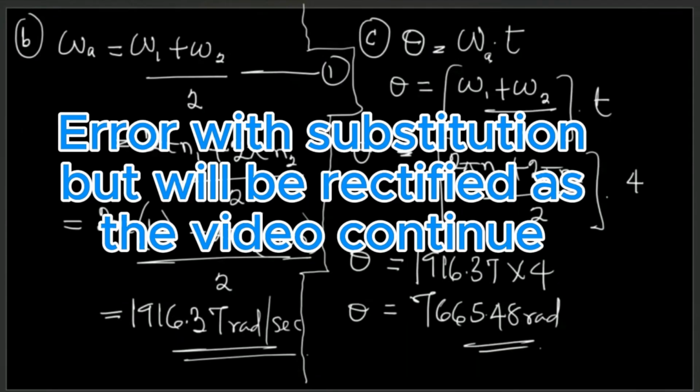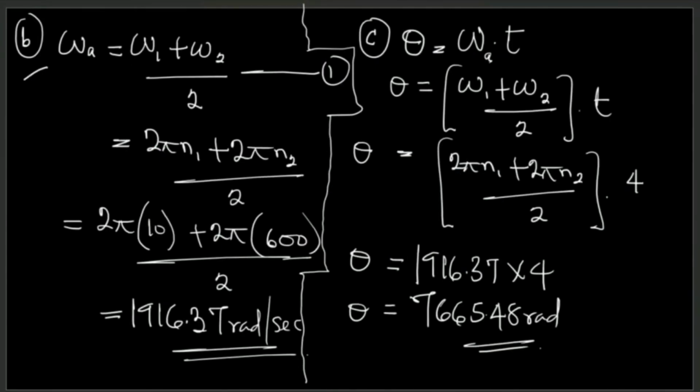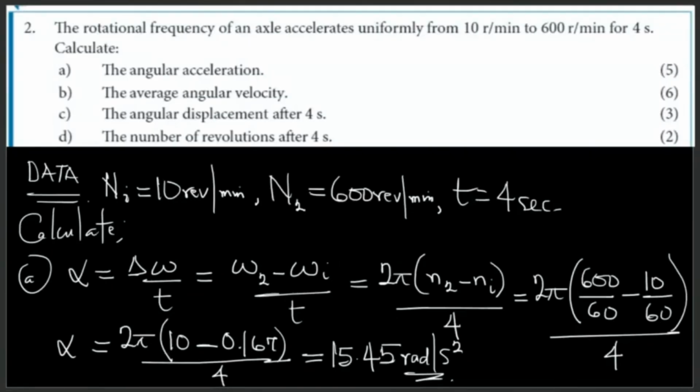I hope these things are correct. No, automatically it's going to be in radians. You're talking about this, right? Automatically it's going to be in radians per second. Wait. We converted here, right? To radians per second, divided by 60.